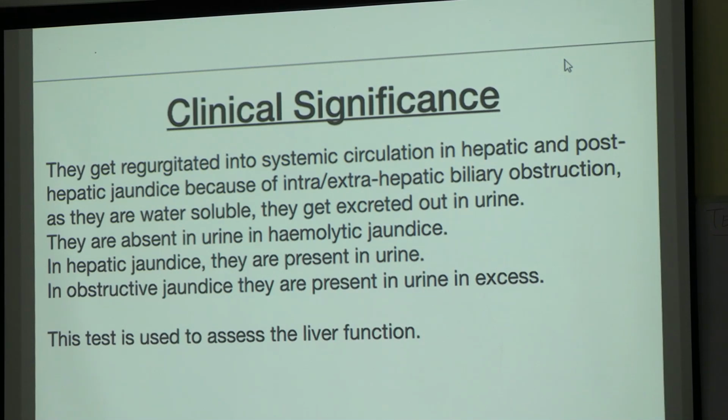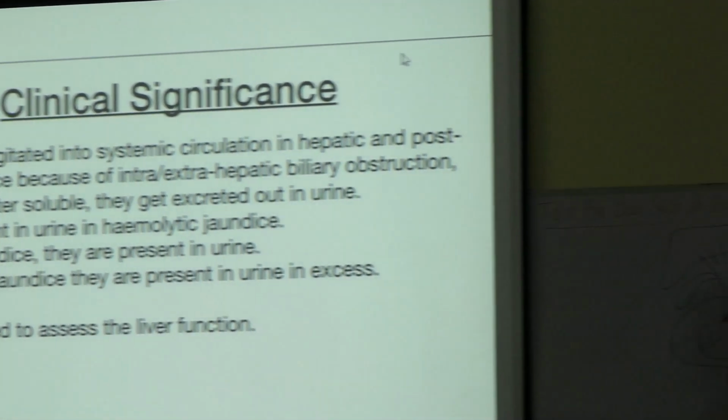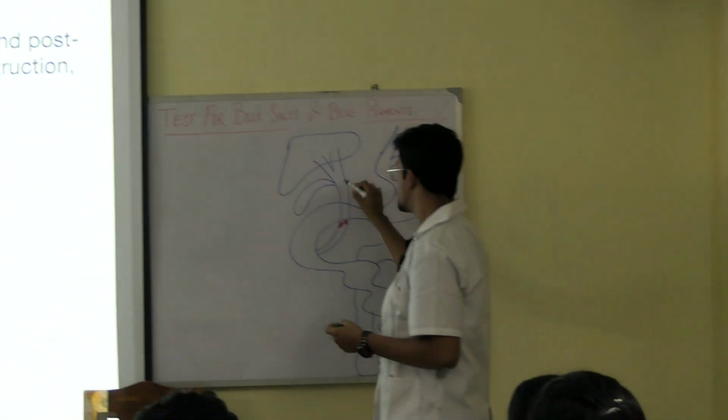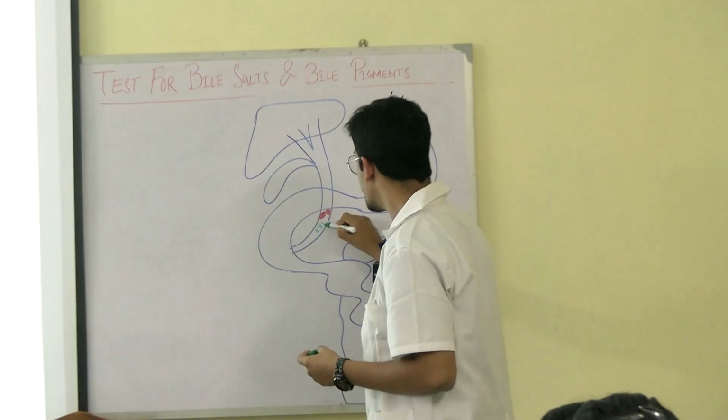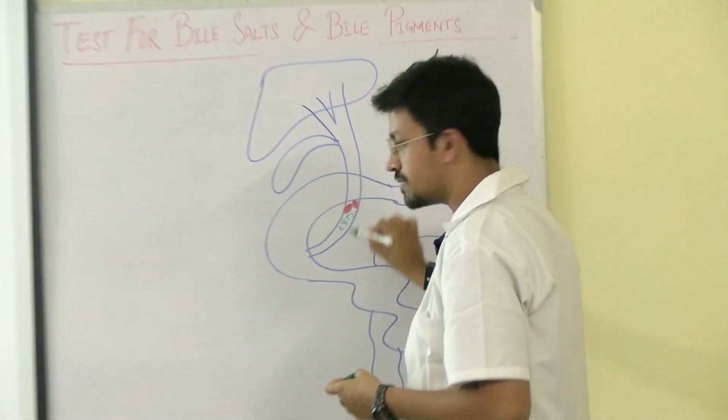Sir, can you repeat the obstructive jaundice part? How is it excess in urine? Let's say over here is the obstruction. You can see I have drawn two stones. These are two stones which are obstructing this part. This is the bile duct, the common bile duct. Written over here, this is the bile duct.